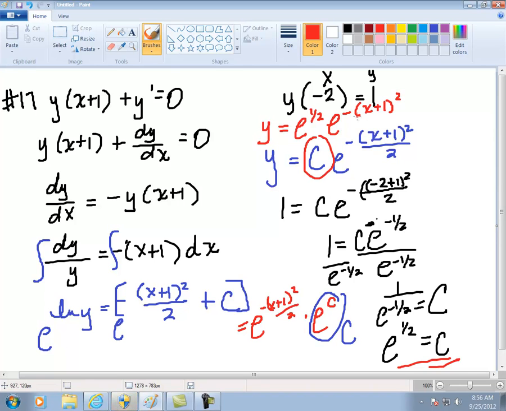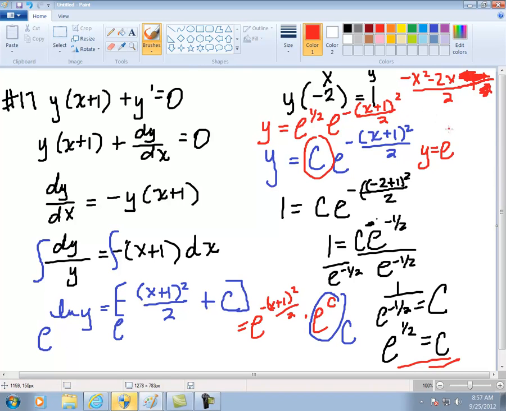But now notice I have like bases, so the way I can handle that is by adding the exponents. My -(x+1)^2 is going to end up being -x^2 - 2x - 1 all over 2. And then I'm going to add the 1/2 from over here. All right, notice that if I add the 1, I can just do it under a common denominator. These are going to cancel, the -1 and the 1. So my final answer is y equals e to the... I've got rid of the 1/2 here.